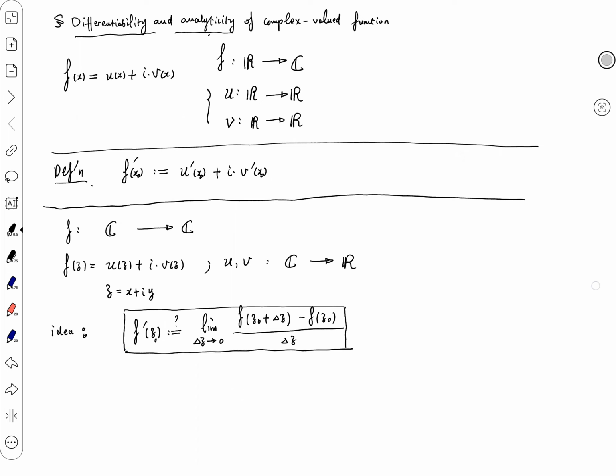So there is a problem with that. To be well defined, one has to make sure the limit doesn't depend on how delta z goes to 0.